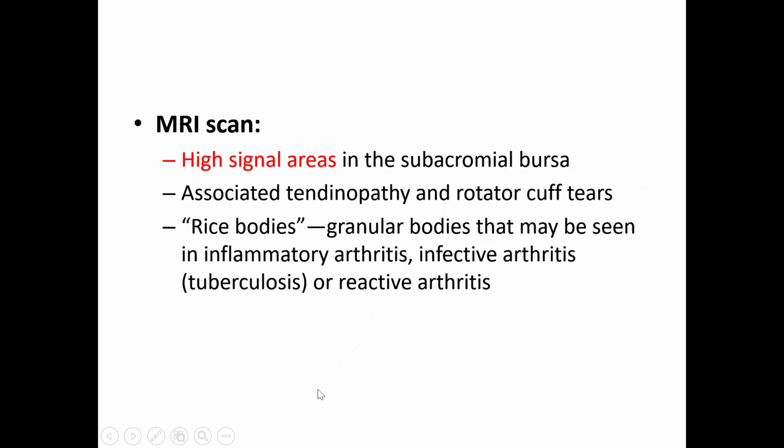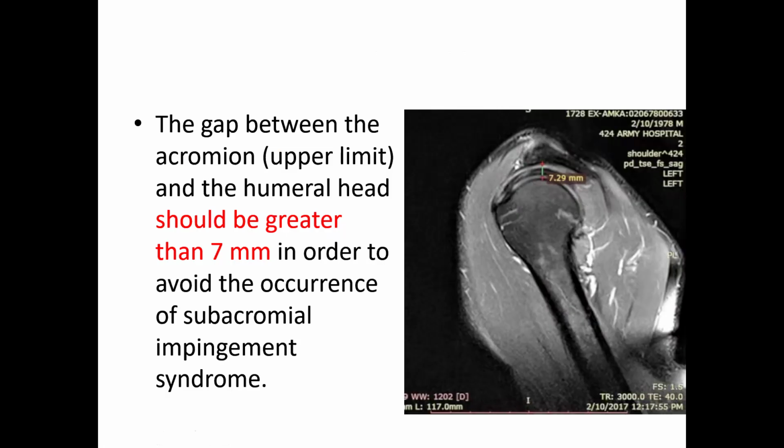Similarly, it can also be used to assess rice bodies, which are small granular bodies that can be seen in inflammatory arthritis and infective arthritis like tuberculous arthritis. Similarly, the MRI can also be used to assess the gap between the humeral head and the acromion. The gap between the acromion and the humeral head should be greater than 7 mm. Like in this case, it is 7.2 mm, so it is a normal space.